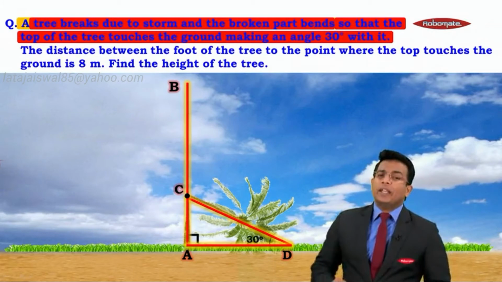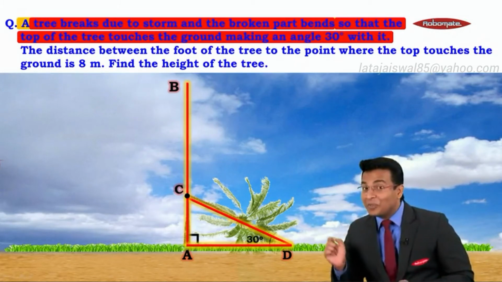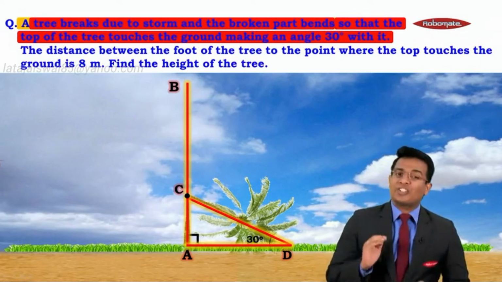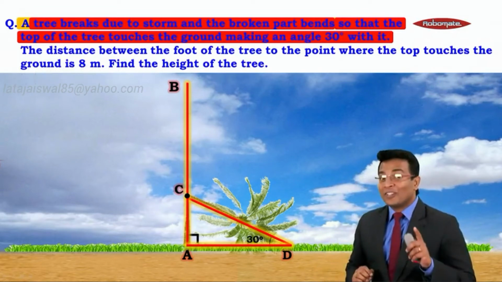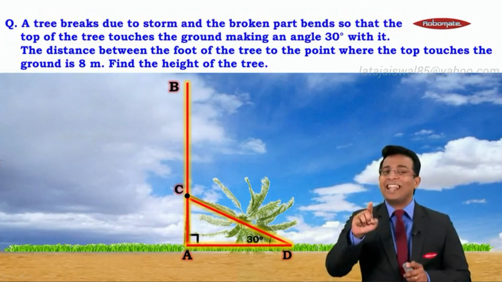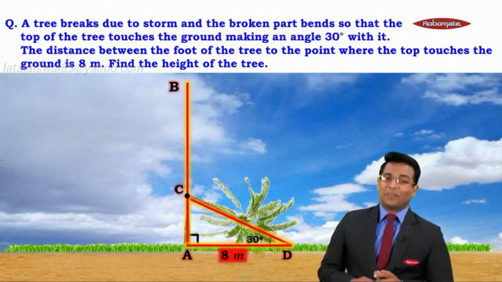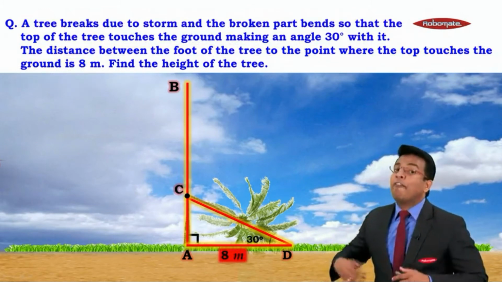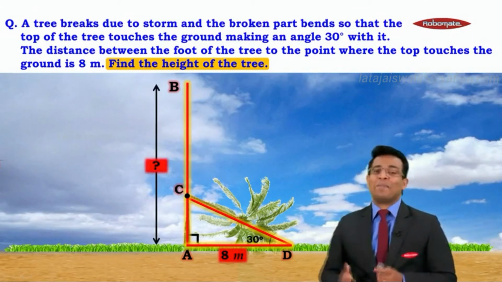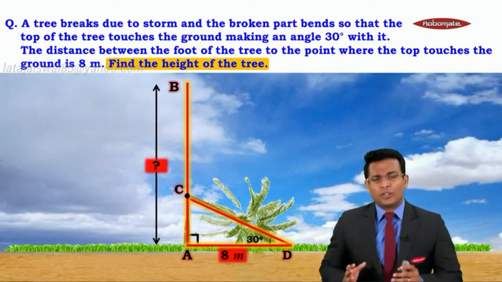Let's move ahead. The distance between the foot of the tree, which is A, and the point where the top touches the ground, which is D, that means the distance between A and D is 8 meters. This is what is given to us, right? So we write the 8 meters. Find the height of the tree. That means you have to find the length of AB. We understood what we are supposed to draw. It's so easy to draw this.